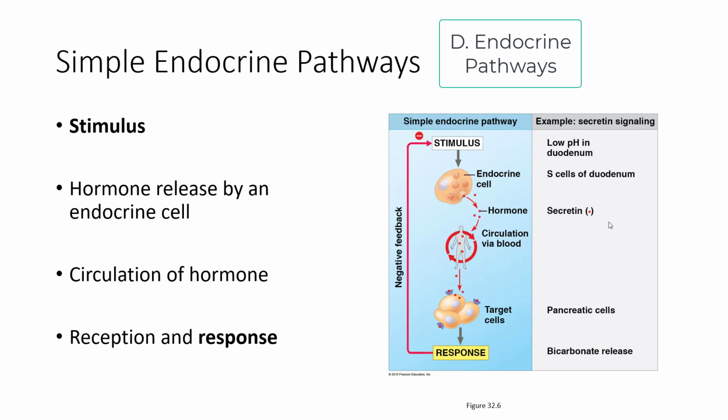A simple pathway of the endocrine system will look like this. There is a stimulus that goes on. That can be a lot of different things, like low pH in the duodenum.